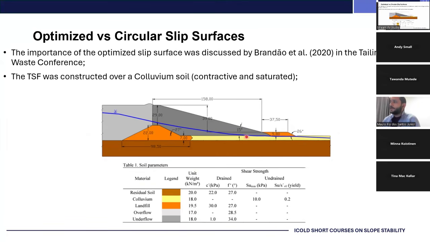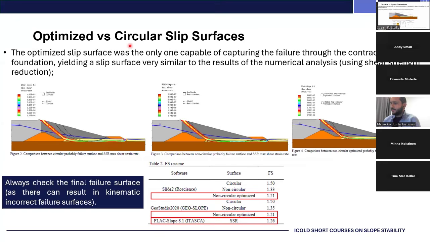One paper I found very interesting in Tailings and Mine Waste in 2020 was by a colleague, Hugo Brandão. He's now living in Australia, and he looked into this problem of a TSF that had a contractive material in the foundation, and he was designing this structure using circular slip surfaces, and it was giving him a factor of safety of 1.5. And then he ran FLAC with strength reduction and got a factor of safety very low, I think 1.2 or something. The FLAC was 1.26.